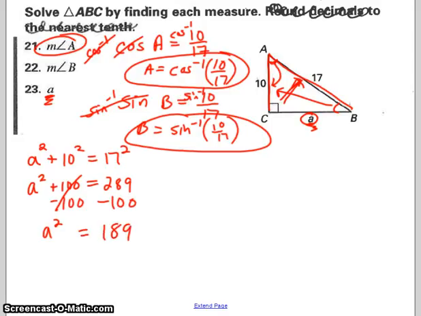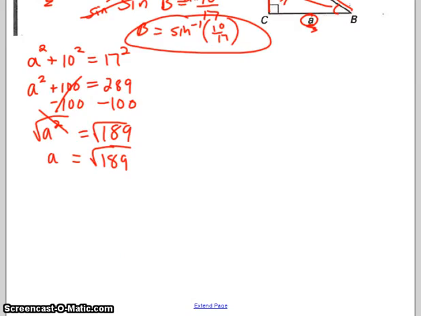Alright, now I told you guys that you had to write your answers in the simplest radical form. So when we square root both sides, we get A equals the square root of 189. Now you got to think of a perfect square, or the largest perfect square that goes into 189.